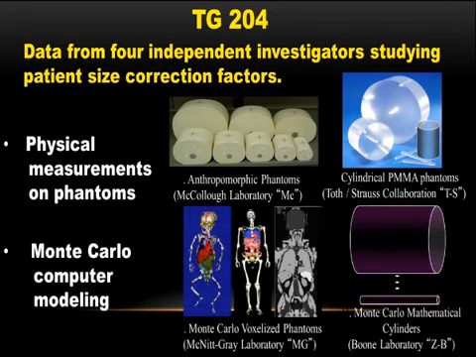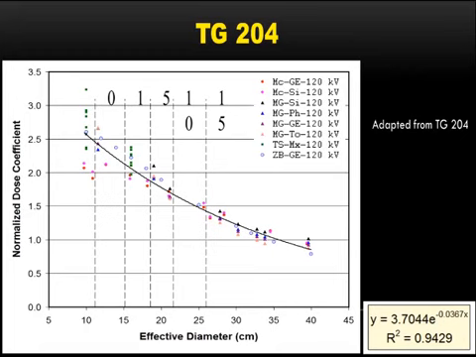So how was SSDE developed? Well, there were 4 different groups across the country using various different phantoms and Monte Carlo computer modeling projects, and we took all the data and put it all together, and we're kind of shocked to see as good a correlation as we got. We see an R-squared value of 0.94, and we have a plot here of effective diameter versus normalized dose coefficient. Well, the normalized dose coefficient is simply going to become the conversion factor that we use that's in the tables within the report.